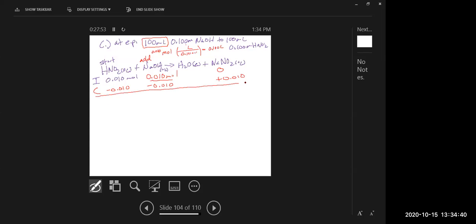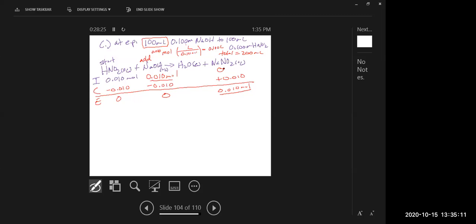This means that at equilibrium, we have none of the nitrous acid, which is what we would expect. We have none of the sodium hydroxide, which is what we would expect to happen. And we got 0.01 moles of this guy. Again, why it's important to figure out the volume to get to the equivalence point is for right here. I want to convert this back to molarity. So my total volume now is 200 milliliters.